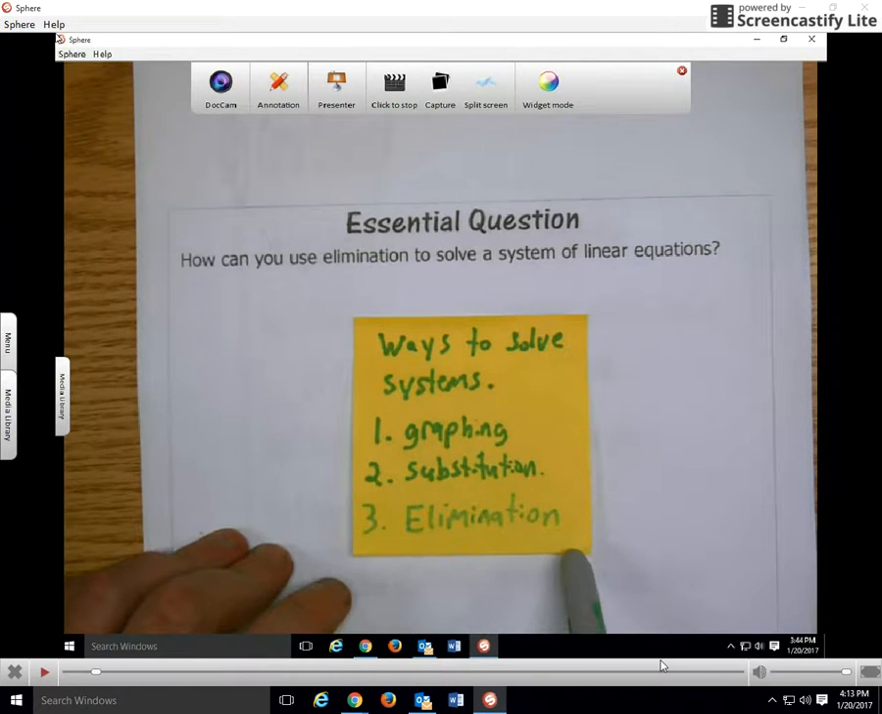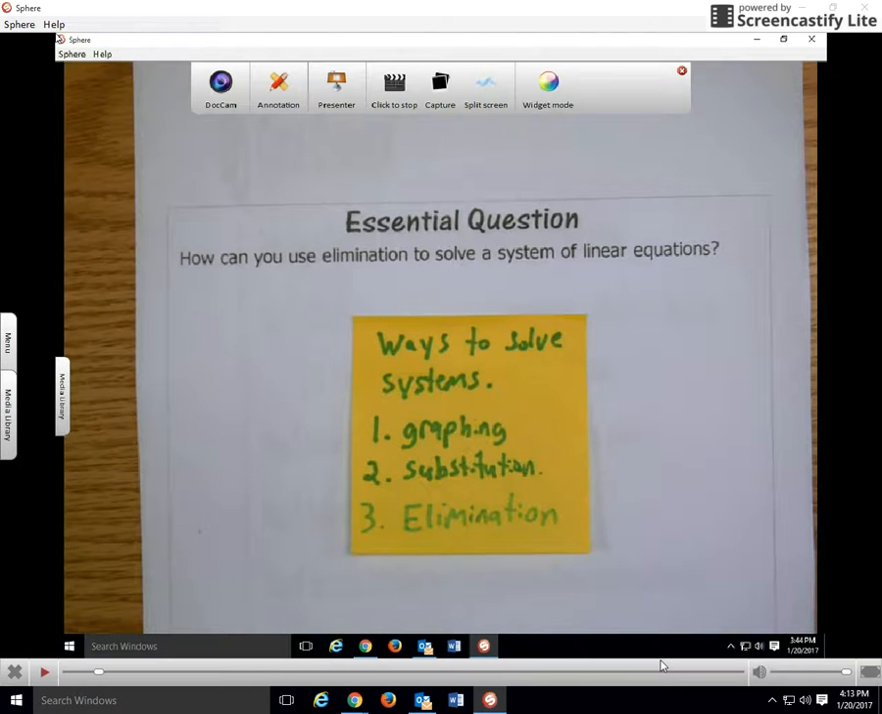Now let's think about that name. Why do you think it's called the elimination method? What are we eliminating here? We're eliminating something, so that's what we're going to look at in just a second. Another hint may be that it's also called by some the addition method. So that's what we're going to be looking at today.